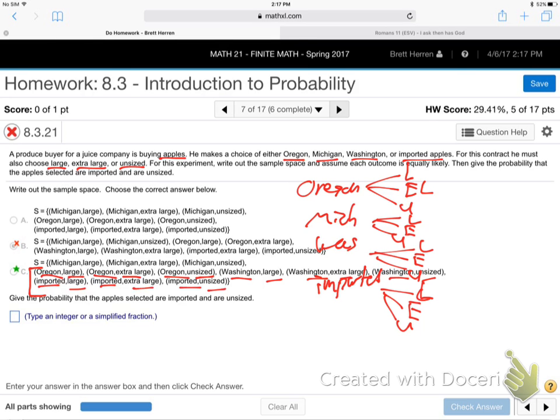Hey, did we skip Michigan? Oh, Michigan's up here. Michigan large, Michigan extra large. That's why I guessed wrong, because I didn't see it up there when I was eating my sandwich. Yeah, there it is. It's all there. So that's all. There's nothing else to that.